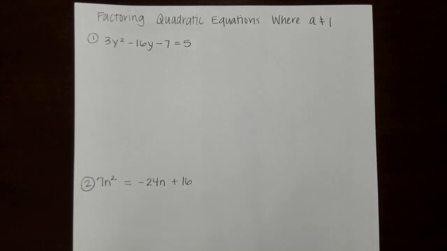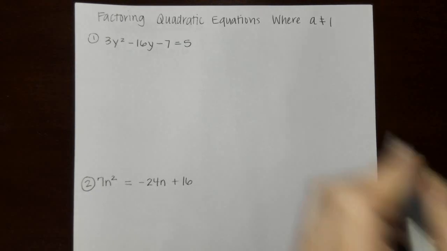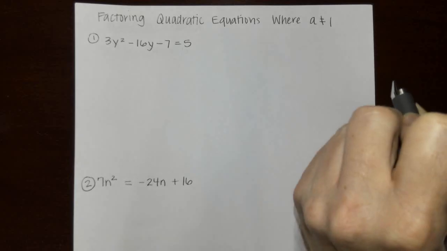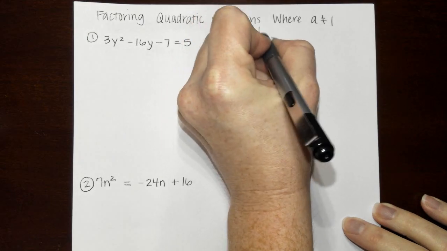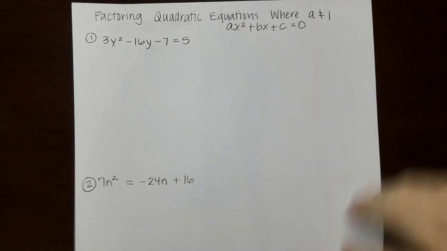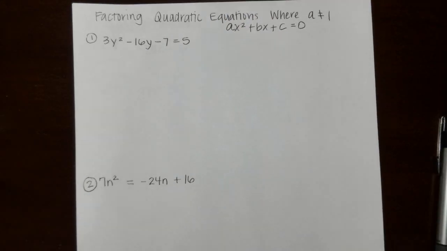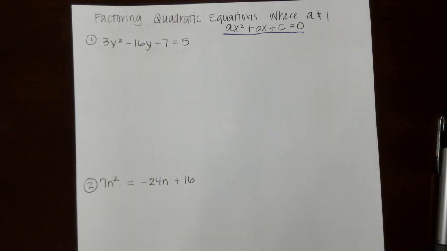Alright guys, so today we are going to take some notes over factoring quadratic equations where a is not 1. So keep in mind that when we're factoring quadratic equations, we want our equation to be in standard form. Standard form is ax squared plus bx plus c is equal to 0. So when we start, we are going to want all of our quadratic equations to look like that.